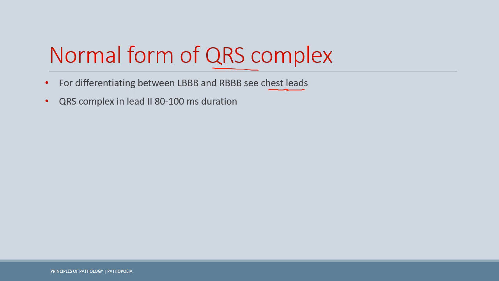You would see as we move further, the normal QRS complex duration is between 80 to 100 milliseconds, and this is a very important point because this helps to identify the bundle branch block. Actually, this is one of the criteria for identification of the bundle branch blocks, because if it's greater than 120 milliseconds, then there is a bundle branch block, either right or left.